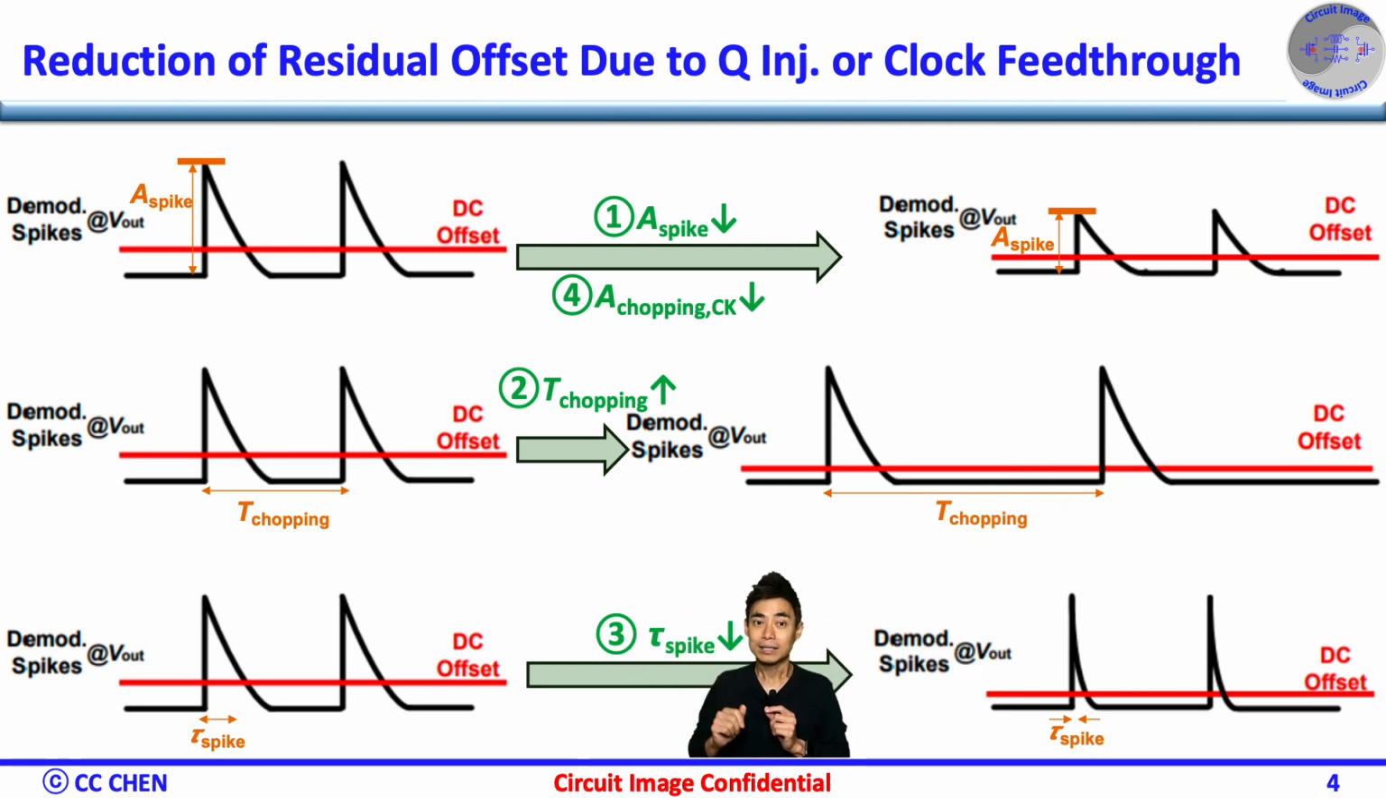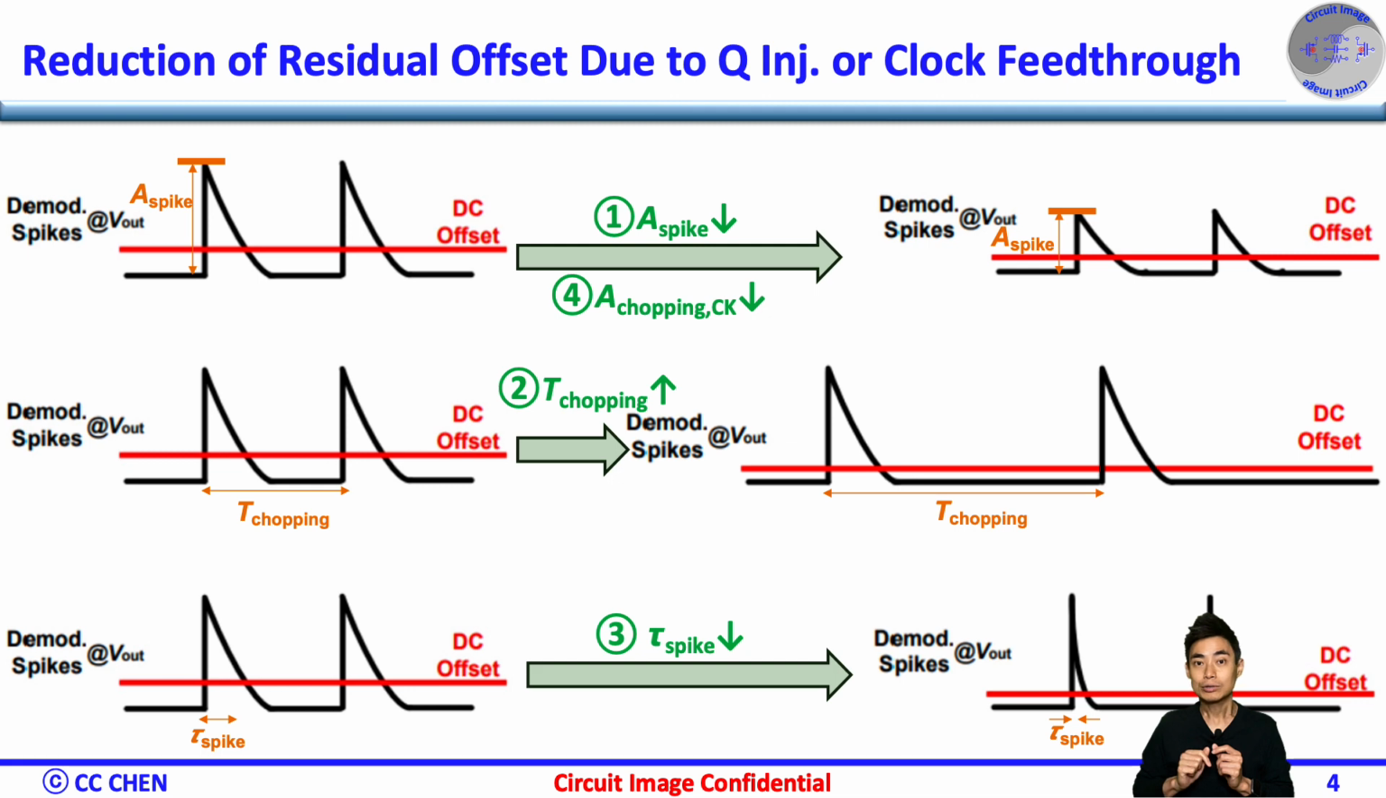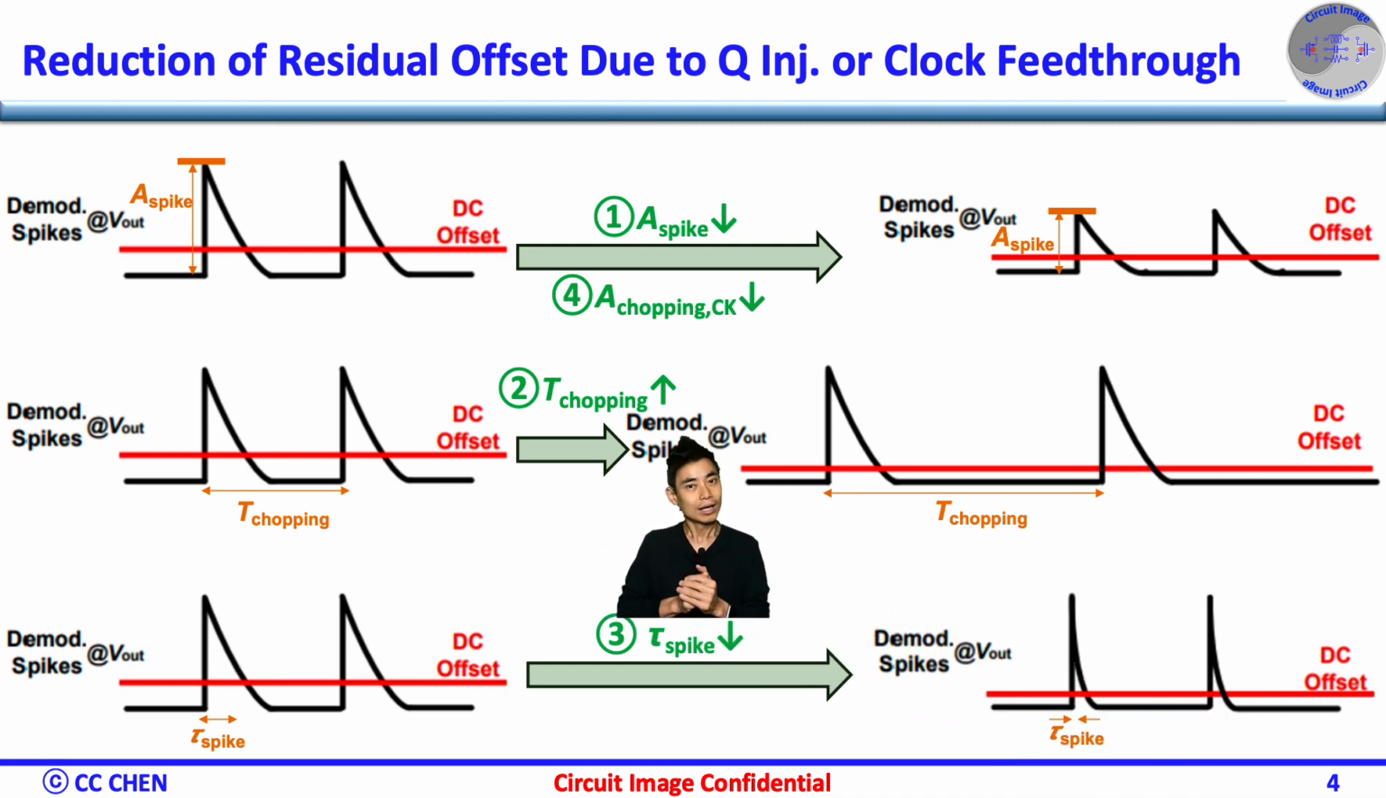Third, if the spike decays quickly with a small time constant tau, then the spike is still a small fraction of the time duration. But the time constant depends on the source impedance with the feedback network around the amplifier, which will be related to the system implementation you need. Alright, after understanding what the design parameters could increase the residual offset or DC spikes in the first place, how do we improve the design to reduce it?